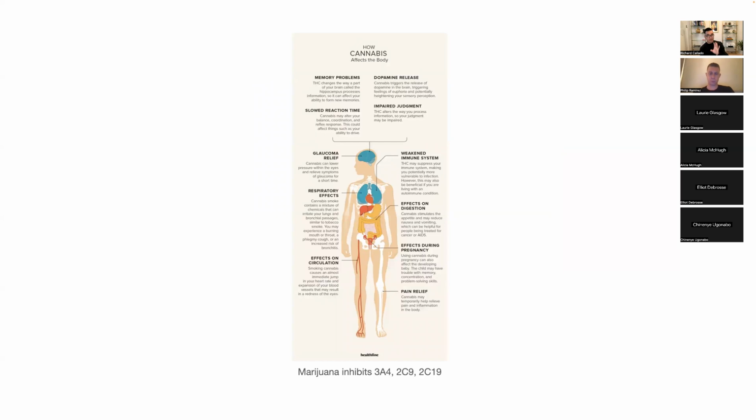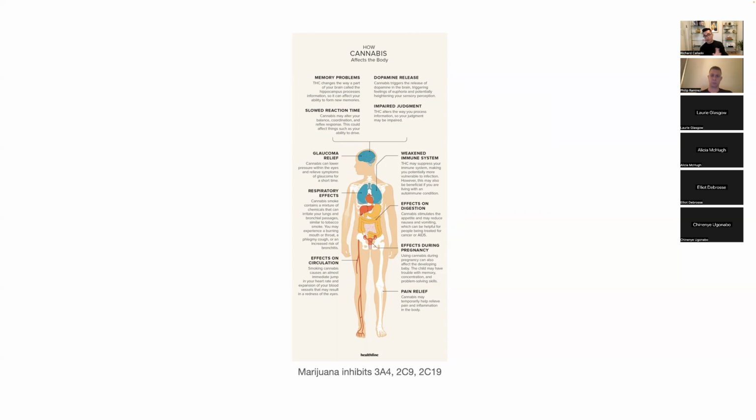Cannabis. For the most part, just know that it's the THC component that's psychomimetic, that causes people to become psychotic. So the higher the concentration of THC to CBD, the higher the likelihood of them becoming psychotic. When someone's chronically using marijuana, make sure you tell them that marijuana inhibits 3A4, 2C9, 2C19.